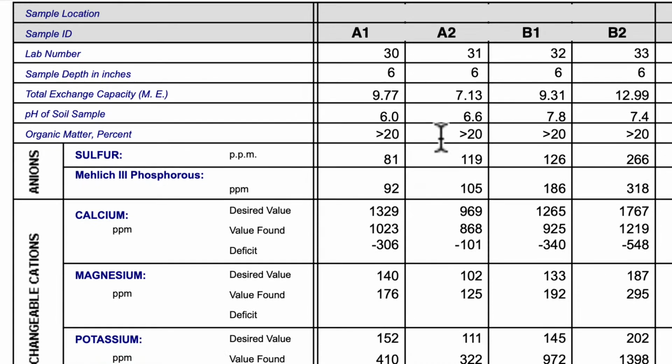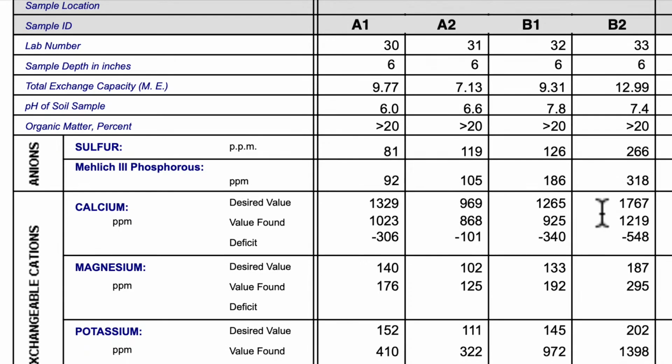And just a real quick glance, I don't want to overwhelm you with what these numbers mean, but let's start really simply. One of the first things I look at is total exchange capacity, which can be loosely defined as the size of the gas tank. In my experience, you really want to be above a 10 to a 15. So this A1 and A2 is probably not going to return the productivity and yield that you're after. Neither is B1 or B2.